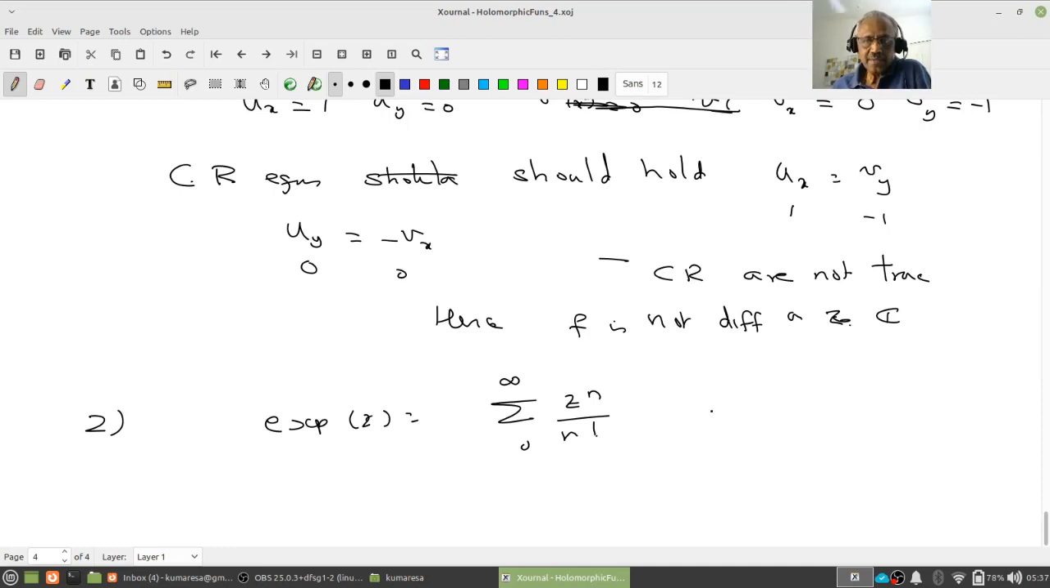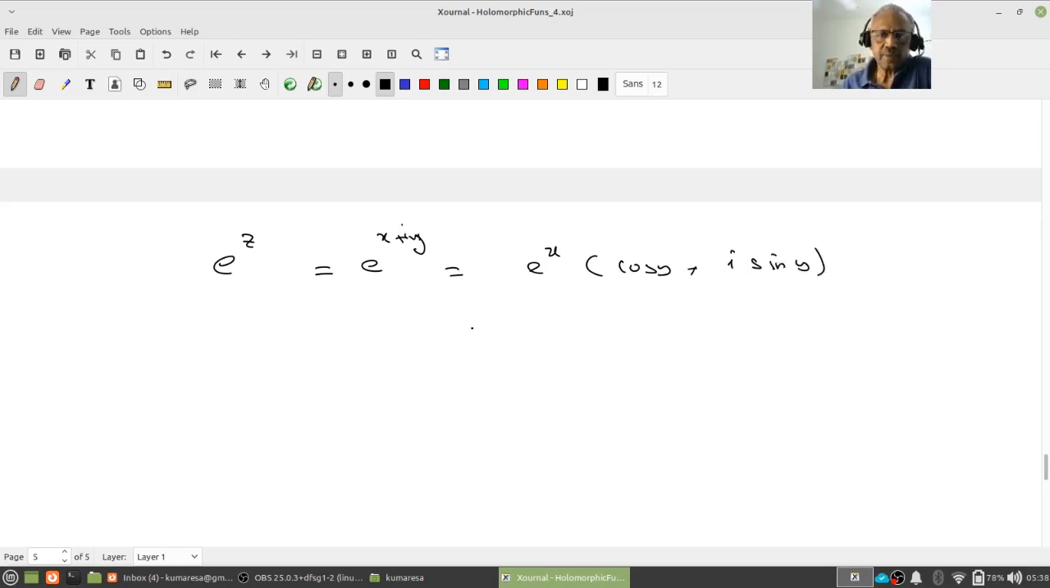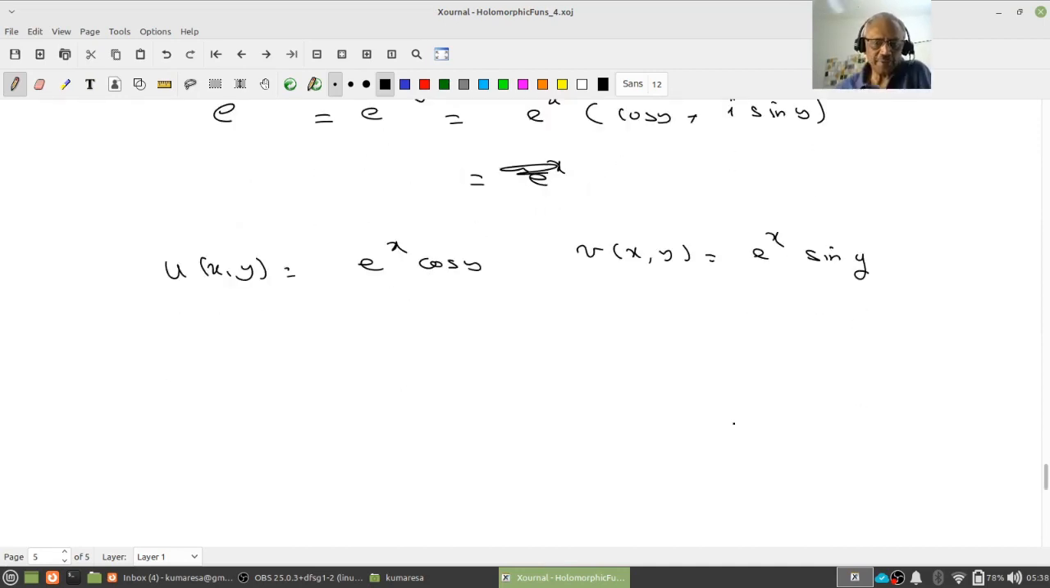But many of the classical books, books which do not want to spend much time on exponential etc., will define exponential of z as exponential of x plus iy, and then write it as e power x into cos y plus i sin y. Therefore, what is u of xy? u of xy is e power x cos y, and v of xy is e power x sin y, right? So that's how they would have defined it.